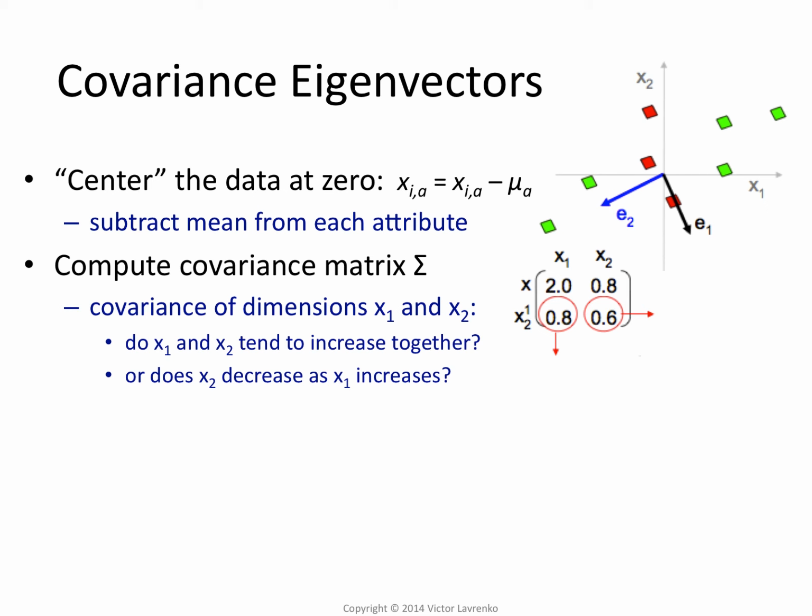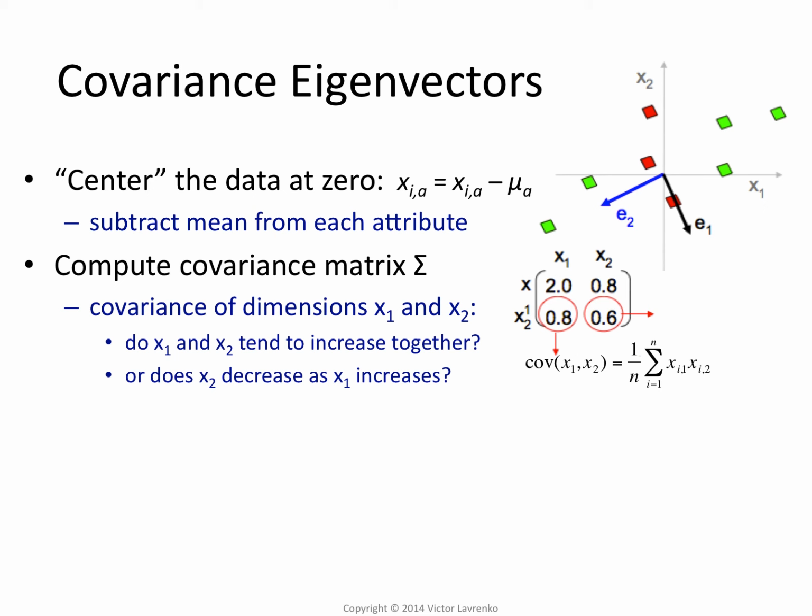0.6 is the spread along the x2 attribute. And you get a smaller number because the data isn't nearly as spread out along x2. And the two numbers off diagonal happen to be identical. It's the covariance of the first and the second attribute. The way you compute the covariance is you look at the value of attribute 1 and the value of attribute 2 in some instance i, you multiply them together, and you add it up over all instances.